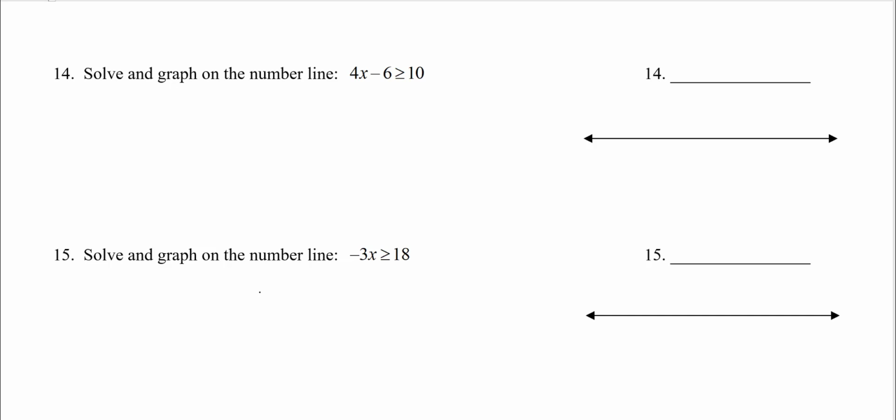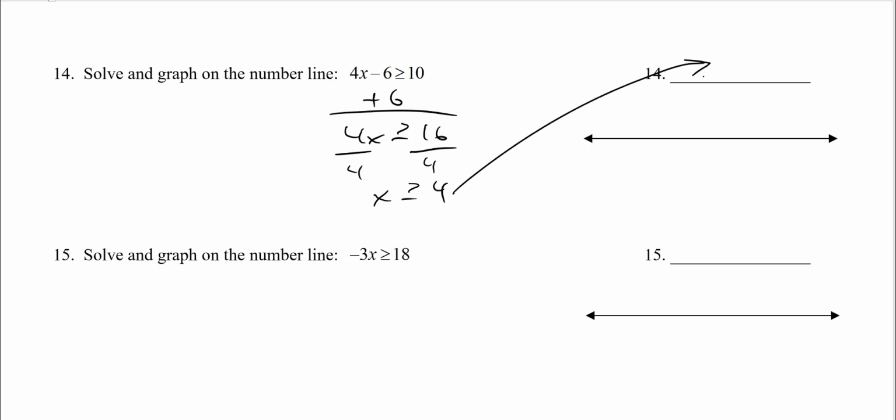Solve and graph in the number line. So the only thing you have to remember with this, guys, is you get 4x is greater than or equal to 16. But you have to remember when you divide by negative, you flip the inequality sign around. Okay? So divide by 4. X is greater than or equal to 4. So that's what goes in the blank here. And then you graph it. If you put a 4 here, it's a solid dot, remember? And then it points the same way as the inequality. So it's going to point to the right.